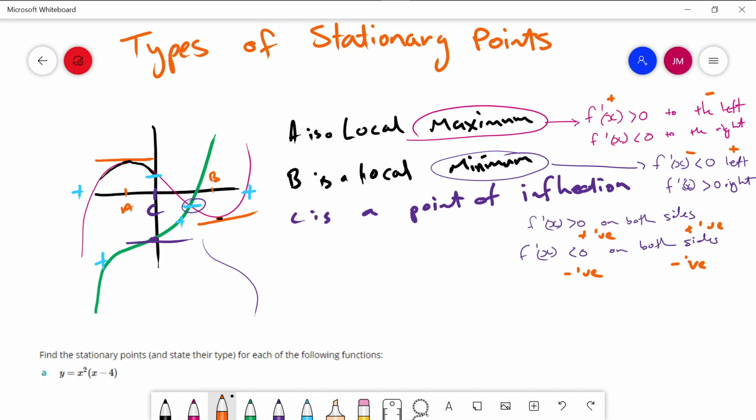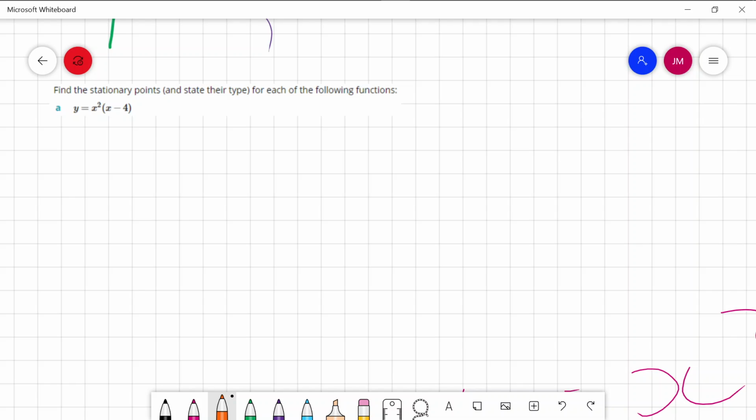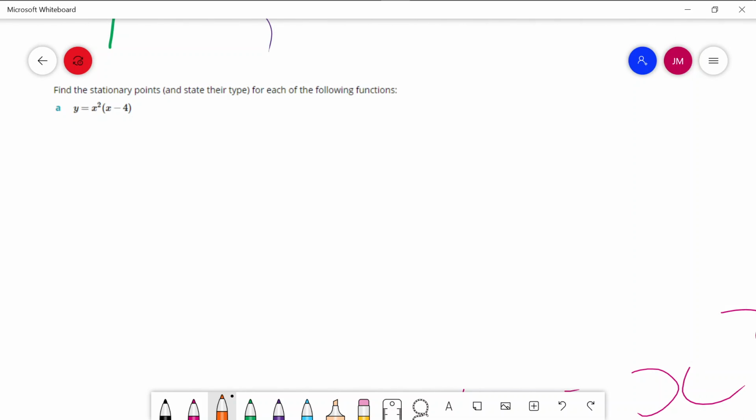So I know my explanation relied heavily on this graphic on the left. So let's look at an example where we don't know what the graph looks like. So we're asked to find all the stationary points for y equals x squared times x minus 4. So first thing, to find the stationary points, we find the derivative. So for a stationary point, find the derivative and set it equal to 0.